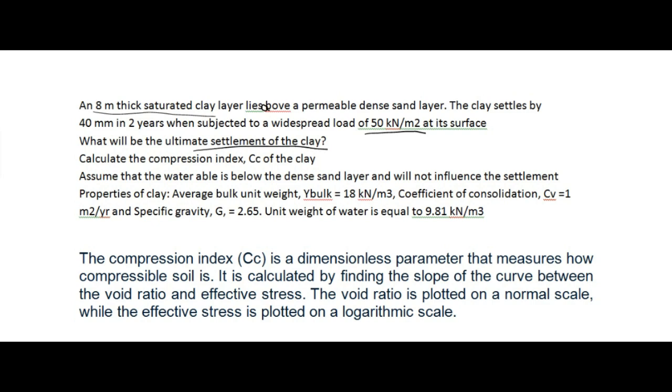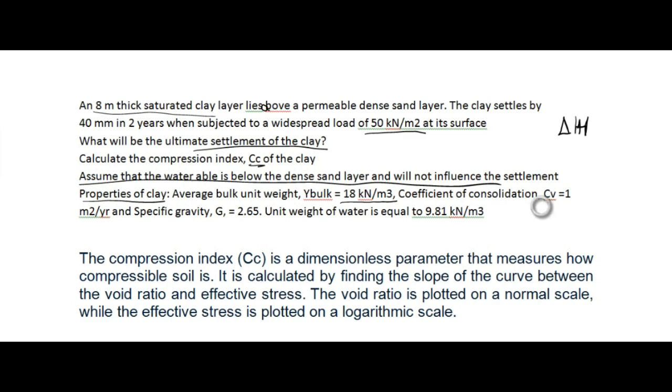Okay, calculate means you have to find what is the ultimate settlement of the clay, means you have to find the capital delta H. What will be the ultimate settlement of the clay? Calculate the compression index Cc of the clay. Assume the water table is below the dense sand layer and will not influence the settlement properties of clay. Average bulk unit weight is given as 18 kN per meter cube.